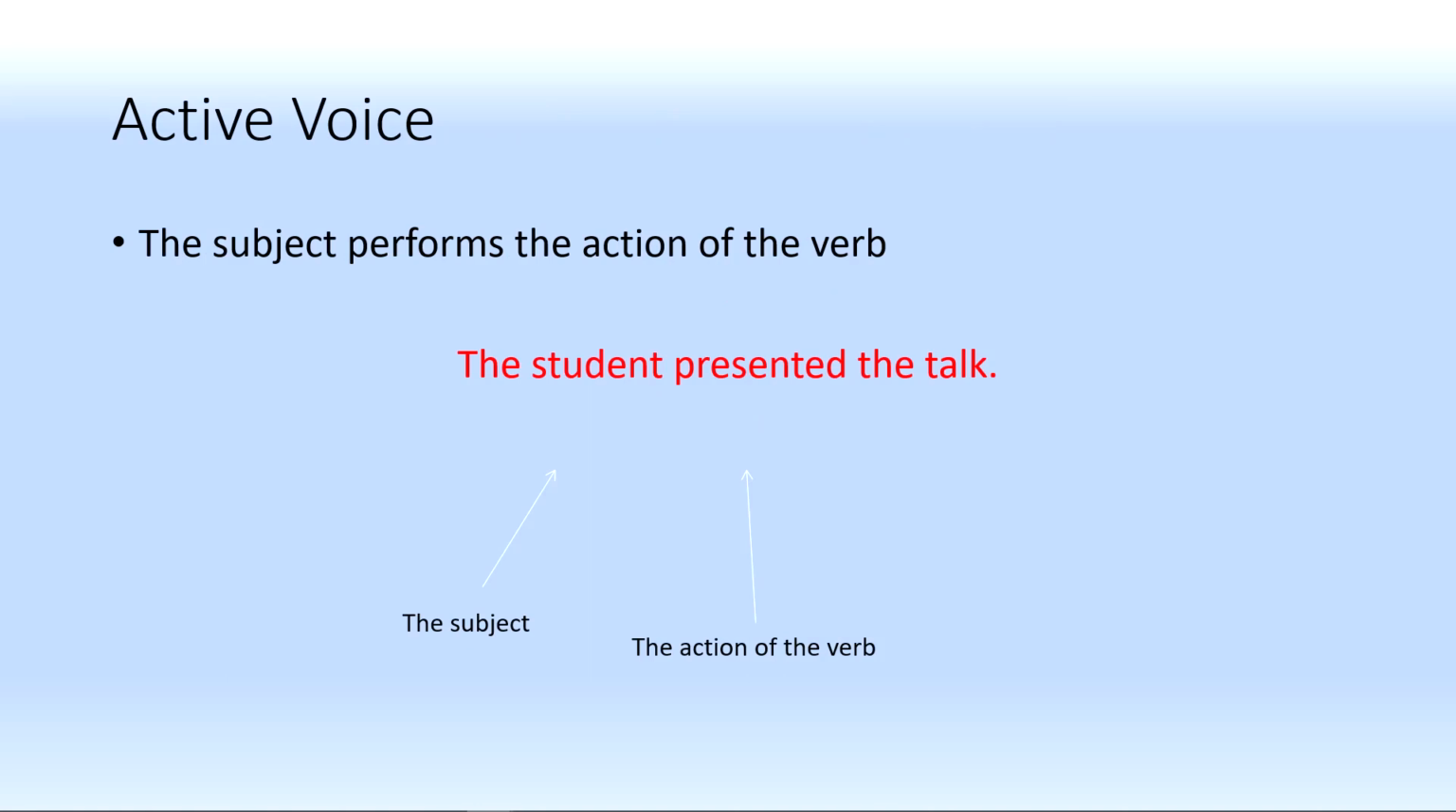All right, so here's another example. Active voice, the subject performs the action of the verb. The student is the subject. Presented is the action. And talk is the object. The student presented the talk, right? So, and here's another example.